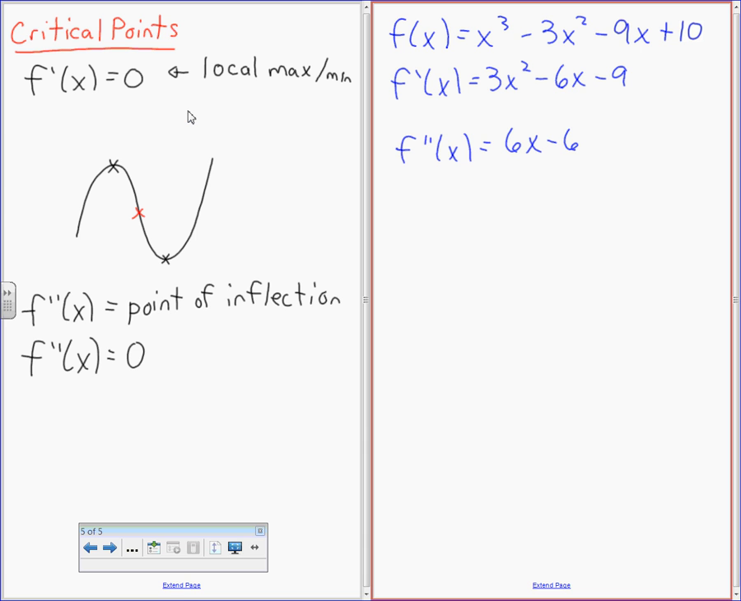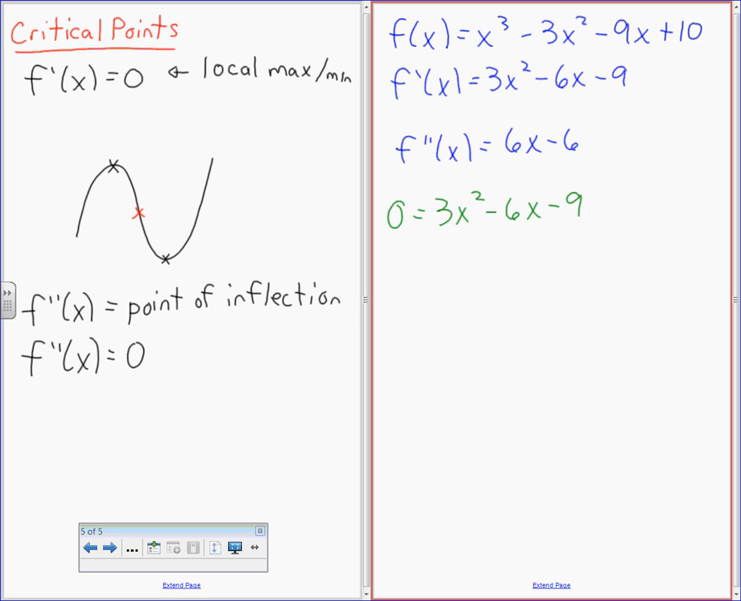Okay, so what we're going to do here is, once again, to get the local max and the local min, we'll solve the first derivative equal to 0, and then we'll also do the second derivative equal to 0. So I'm going to solve 0 equals 3x squared minus 6x minus 9.